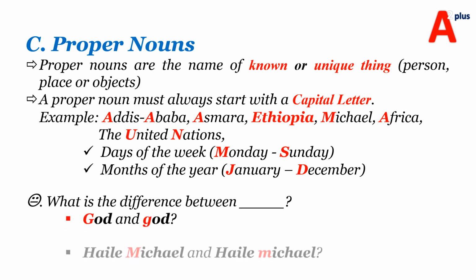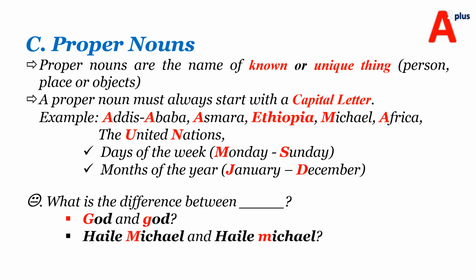Days of the week: Monday to Sunday. Months of the year: January to December. These are all known and unique, and they are one and only. Okay. For example: Monday. There is only one Monday in a week.